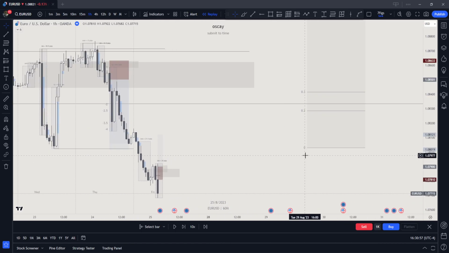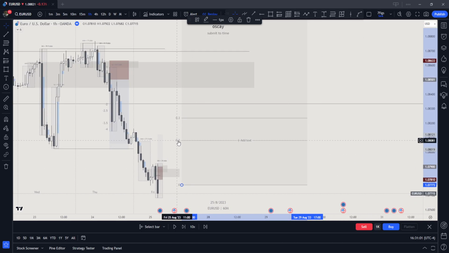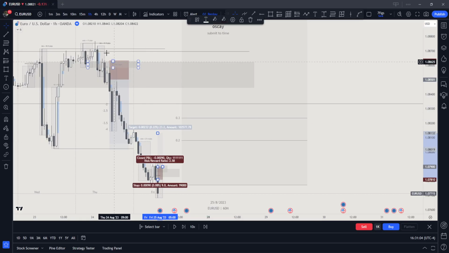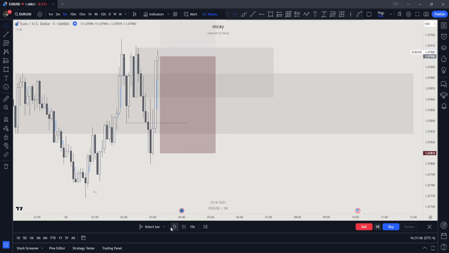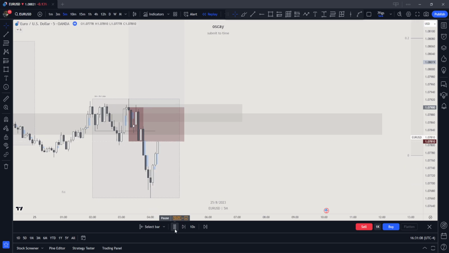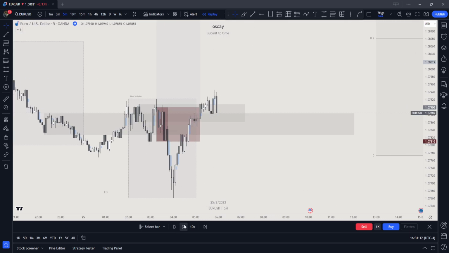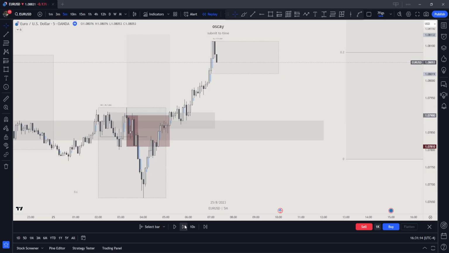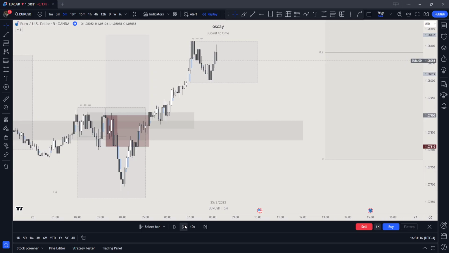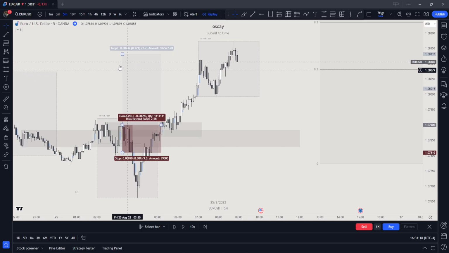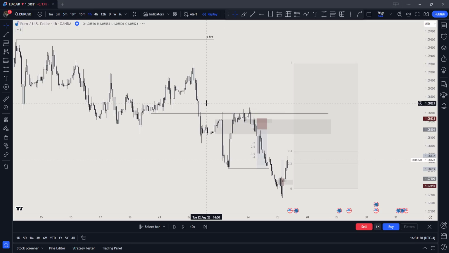And I got stopped out. So we will be targeting right here then. Around here. Unfortunate. This is so crazy.